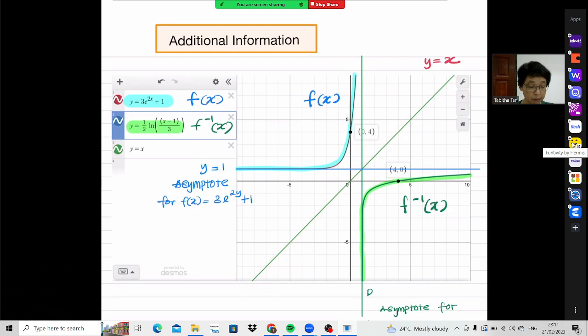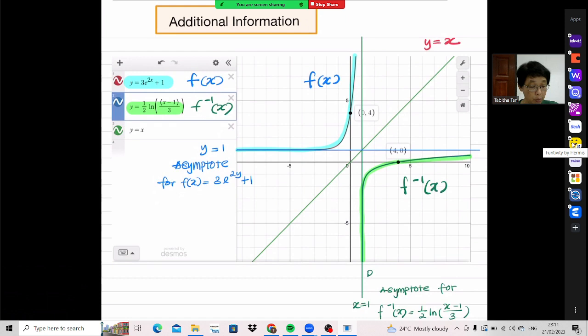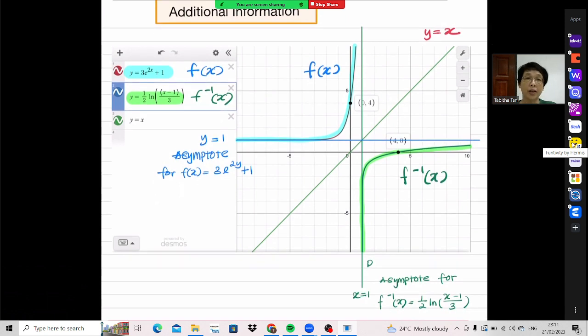The second interesting fact I want you to notice is the asymptote. The asymptote of the function, we have all read, is y equals 1. And I want to draw our attention to the asymptote for the inverse. What do you see? x equals 1. So the function has y equals 1, and the asymptote for its inverse is x equals 1. That is the second interesting fact.